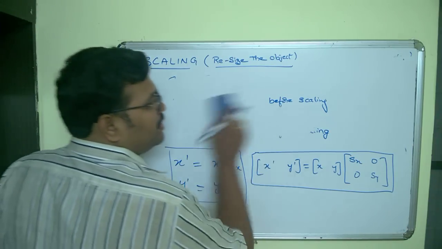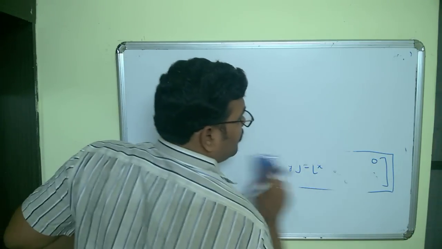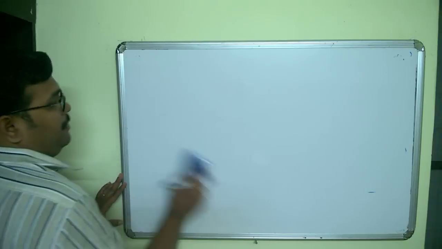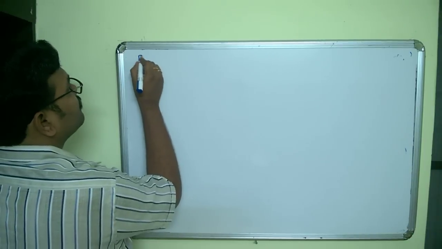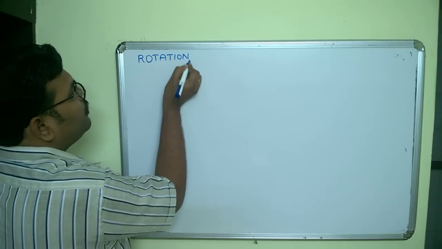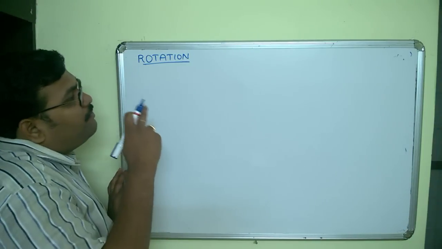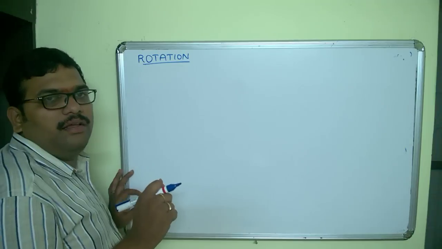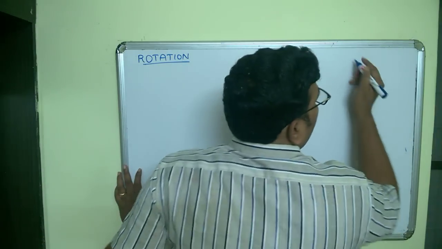Next, let us see the third transformation function, that is rotation. We have to rotate an object through a certain angle in either the clockwise direction or the anti-clockwise direction. First, let us see that.